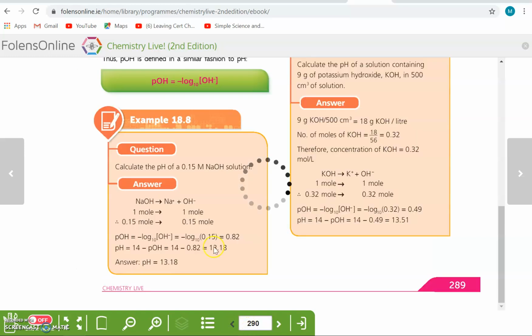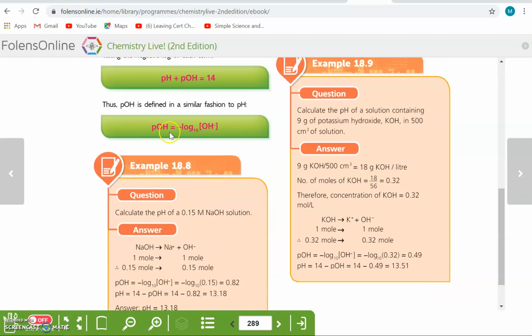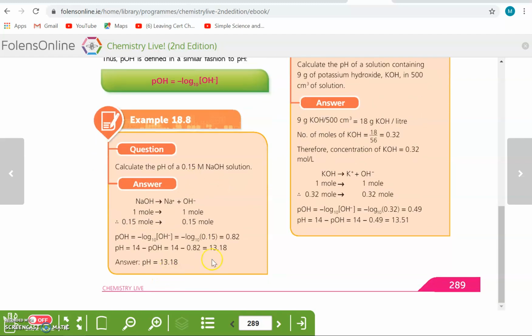Oh yeah, sorry, one last thing on this. The previous one, the pH of NaOH, was a base. NaOH produces one OH minus ion, so the concentration here is 0.15. You put that into your formula, minus log to the base 10, you get 0.82. Remember though, this is a base, so what you're doing is taking your pOH. You take the 0.82 from 14 to give you 13.18 because it's a base.